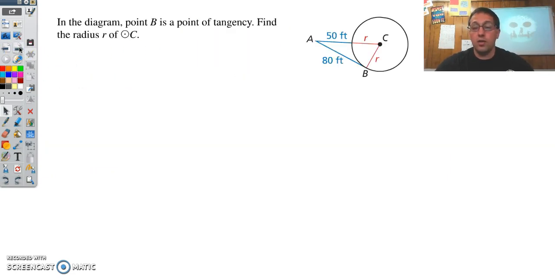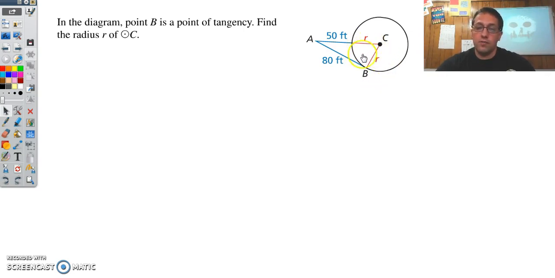All right, so let's take a look at this. A little bit more complicated. This one tells us point B is a point of tangency, which means segment AB is tangent to circle C. We need to find the radius of the circle. Again, if it's tangent, that means that these are perpendicular. So once again, I've got a right triangle.